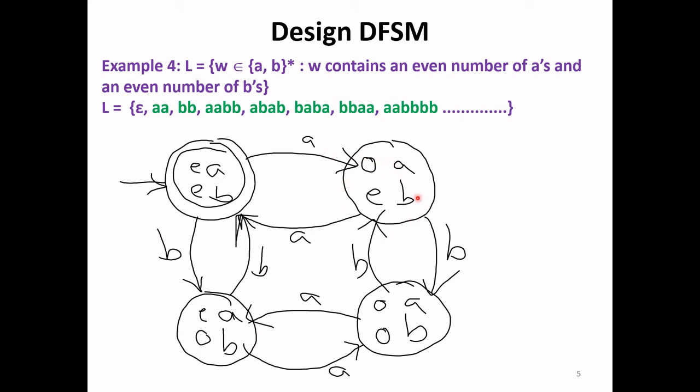In this state, you have an odd number of A's, even number of B's. In this, odd number of A's, odd number of B's. In this, even number of A's, odd number of B's. And in this state, we have even number of A's and even number of B's. So hence, this state will be the final state for the strings having even number of A's and even number of B's.